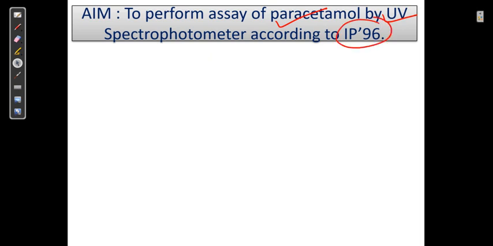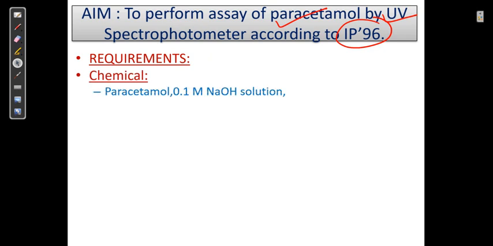So what are the requirements? The first requirement is chemicals. What chemicals do we need? Paracetamol and 0.1 molar NaOH solution. How to prepare a 0.1 molar NaOH solution? I have also prepared a video on that.